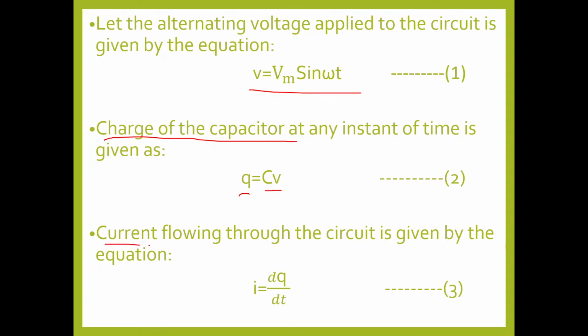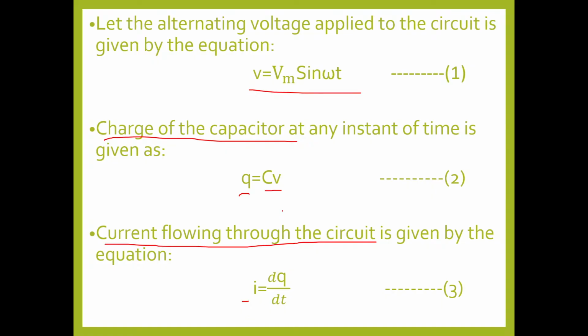Now what is the current that is flowing in the circuit to charge the capacitor? The formula for current in a capacitor circuit is I equal to dq by dt.